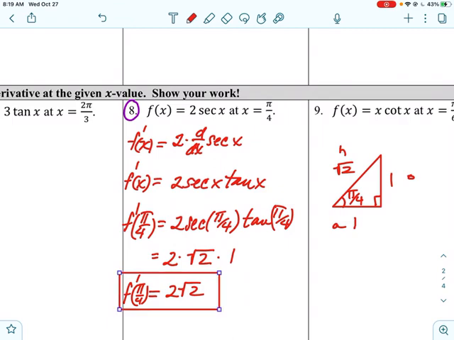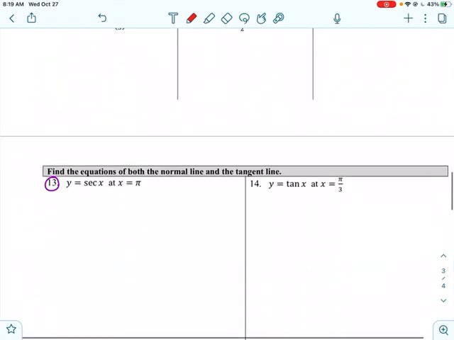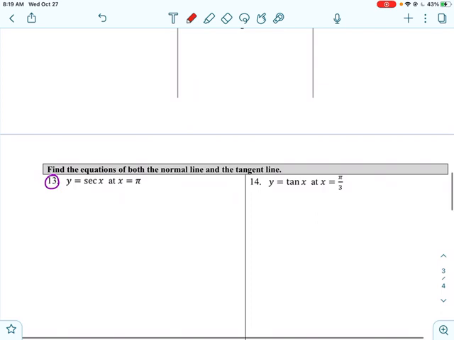Okay, and then there was one more. Find the equations of both the normal and the tangent line here for this one.